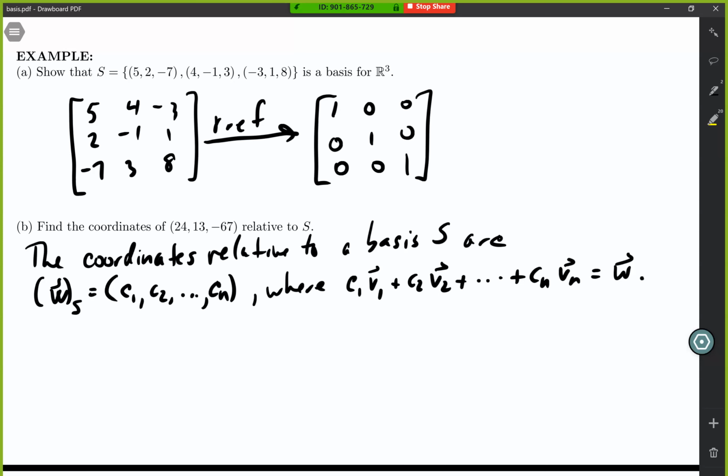Again, this is the whole reason why we even care about the existence and the uniqueness part. This is why we care about bases in general. It is the fact that I know that I can do this and there's only one way to do it. So this definition of being coordinates is well defined. I don't have a different set of coordinates that point to the same vector.